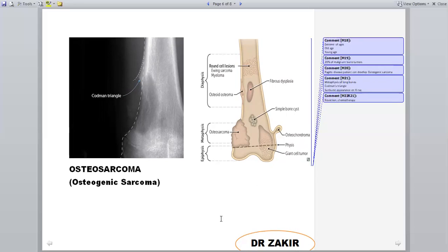This osteosarcoma can come in the exam with both names, osteosarcoma or osteogenic sarcoma, and it is very, very important from the exam point of view.